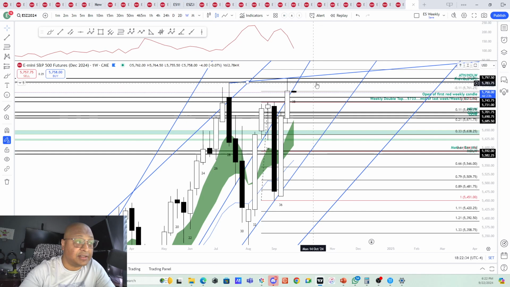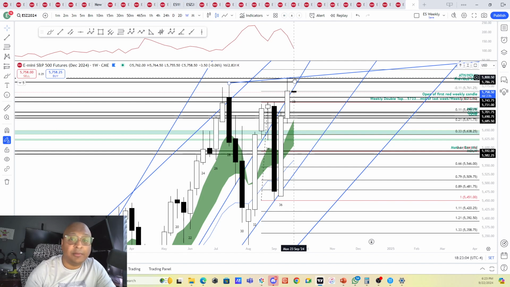If 5773 is taken out, we can at least try to reach this previous breakout point once again at 5783.75. And if we can get above that, if the bulls are strong enough and the bears are allowing it, then we may actually come and hit this trend line to the top at 5801.25. That will be a very good area of resistance again.